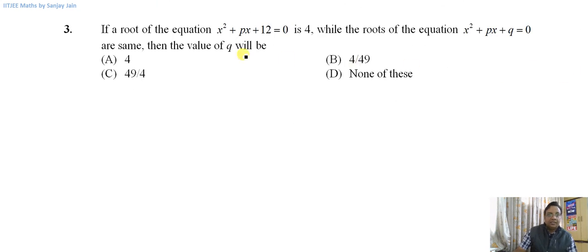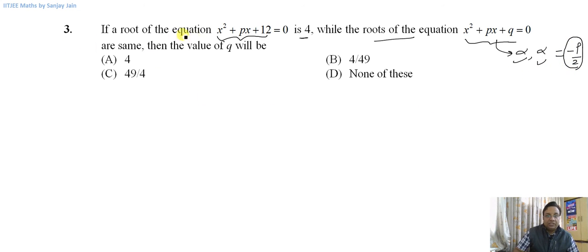All right. If a root of the equation x square plus px plus 12 is 4, while the roots of the equation x square plus px plus q equal to 0 are the same, that means if one of the roots of this equation is alpha, then the other root is also alpha. And we know what will be the value of these roots, minus b by 2a, that is minus p by 2, right? Each of these roots is equal to negative p by 2. We already know this from our theory lectures.